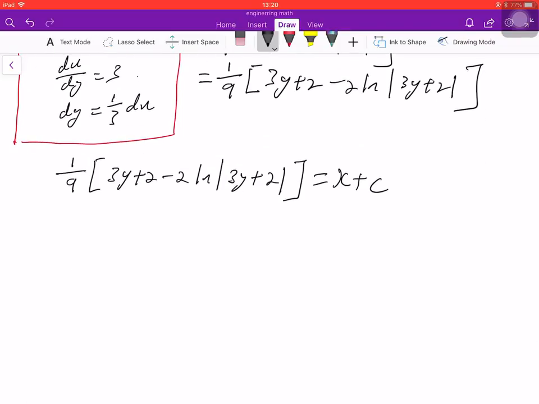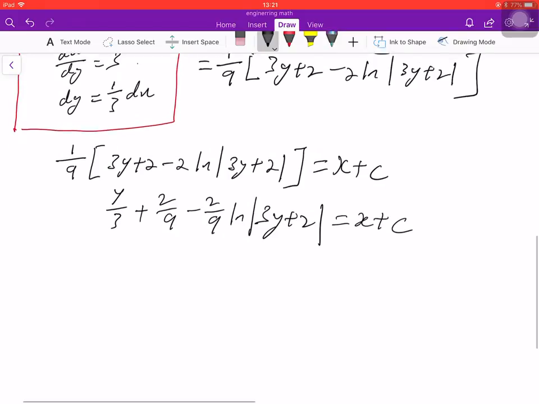Okay, right. Now we can simplify by multiplying the bracket terms over here by 1 divided by 9. Then we have y divided by 3, and then we have 2 divided by 9 minus 2 divided by 9 times the natural log of 3y plus 2. This is equal to x plus c.